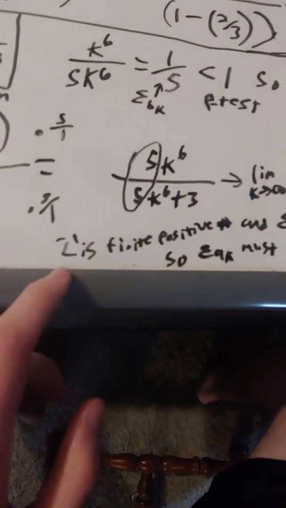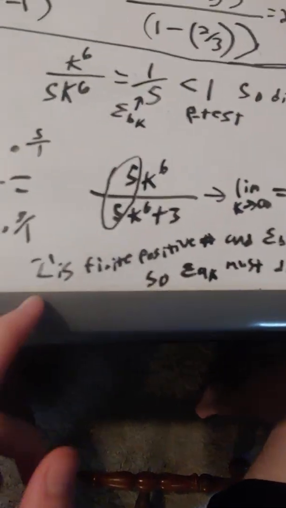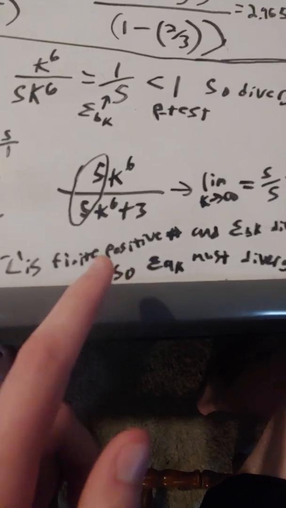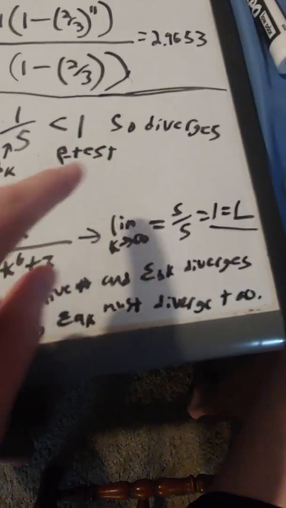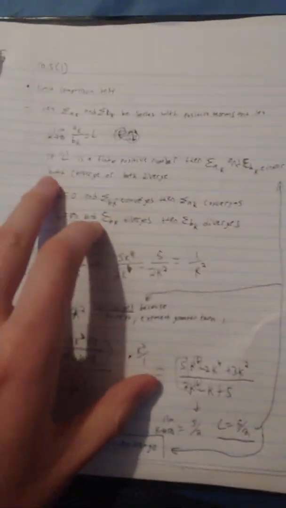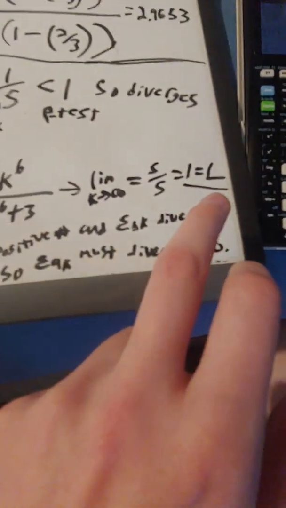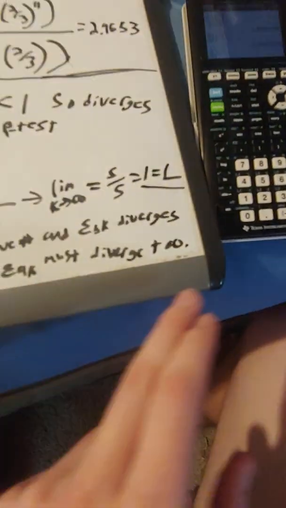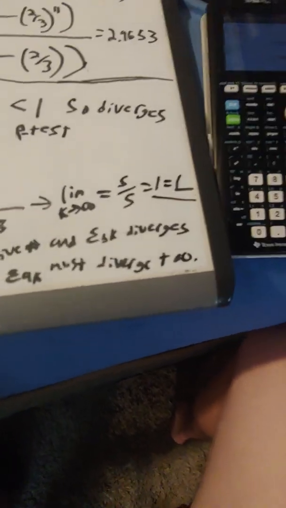From this, we have 2 very important pieces of information: L is a finite positive number, and the summation of bk is divergent. According to our rules in our notes, don't mind my handwriting, it's kind of bad, if L is a finite positive number, then the summation of ak and the summation of bk either both converge or both diverge. Because L is a finite positive number, and the summation of bk diverges, the summation of ak also has to diverge. So the problem is divergent, both of them.